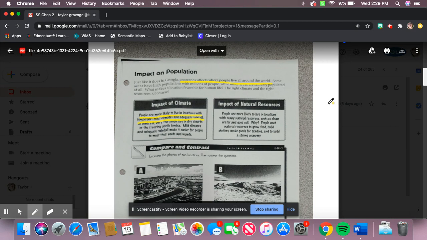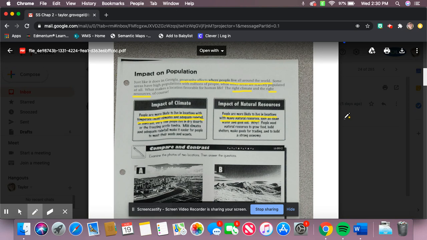Let's go ahead and look at our impact of natural resources. Because remember, we said that the right climate and right resources affect where people live. It says people are more likely to live in locations with many natural resources, such as clean water and soil. Why? People need natural resources to grow food, build shelters, make goods for trading, and to build a strong economy. So that is why people are more likely to live in locations with many natural resources.